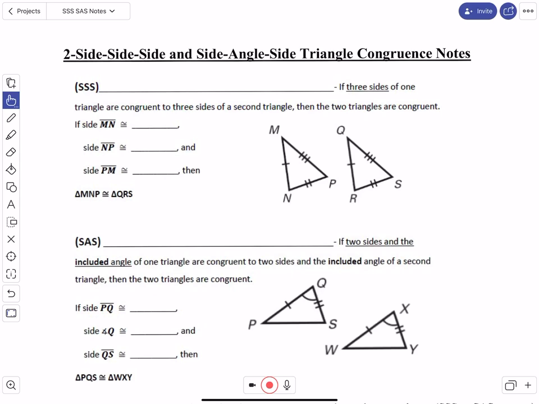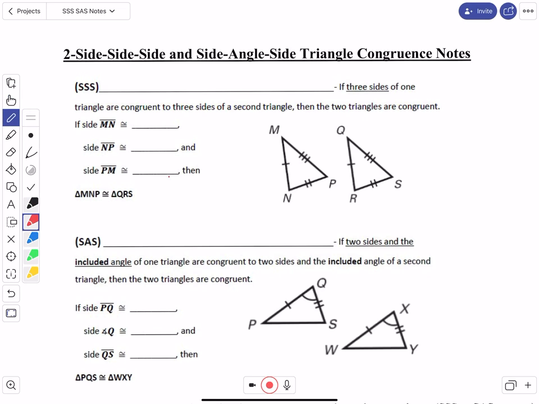Side, side, side, and side, angle, side, triangle congruence notes. So what this section is about is being able to prove that two triangles are going to be congruent based on what you know. So the first one is side, side, side, and we abbreviate it with SSS.